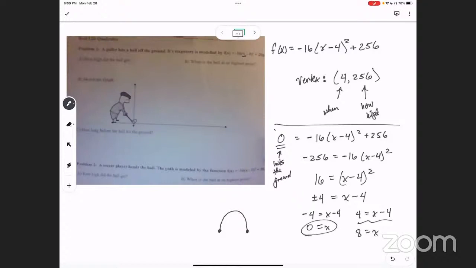So the question said, how long before the ball hits the ground? And the answer is 8 units, seconds or minutes. Obviously, they didn't tell us what the units were here, but I'm assuming it would be seconds. So the answer is 8 seconds, with the question mark underneath the word seconds. Okay?